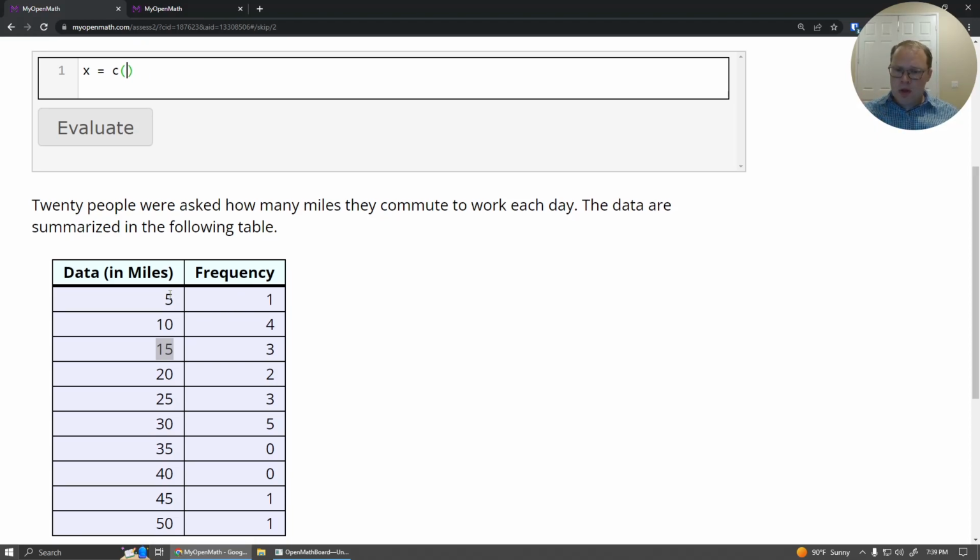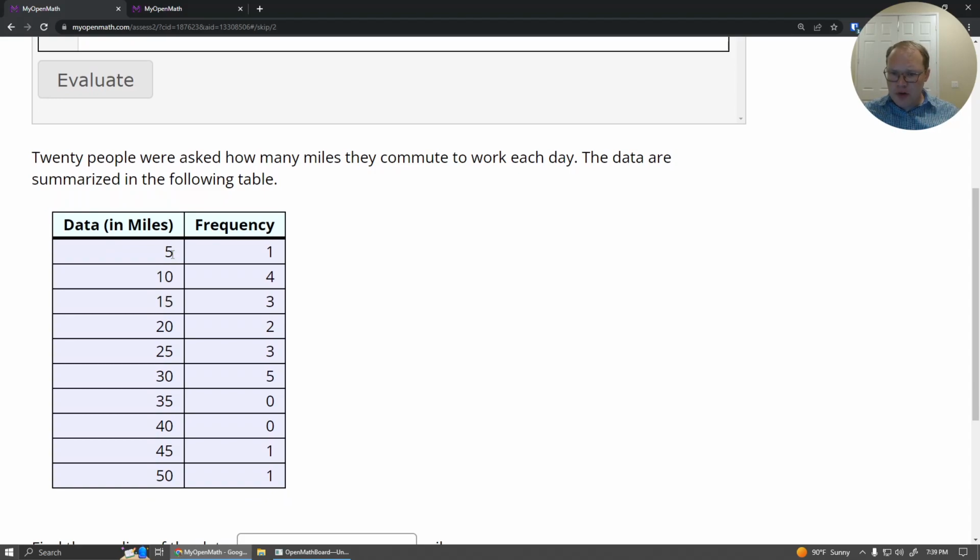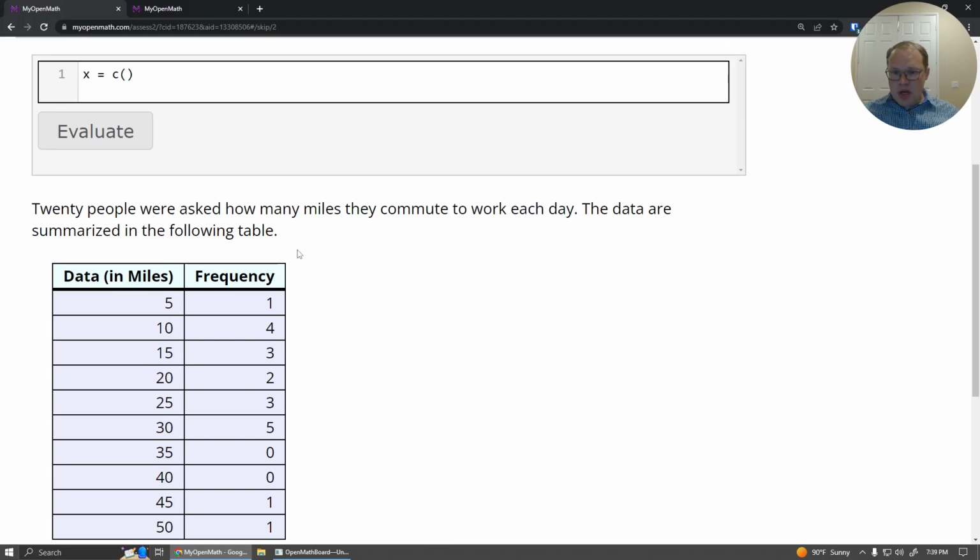Notice in this table the first column are the data, right? The data in miles. These are the actual data values. The second column is the frequency. This is telling me how many data points I have. So as I construct my data here, I see that 5 has a frequency of 1. So I only have one value of 5 in my data because it has a frequency of 1.